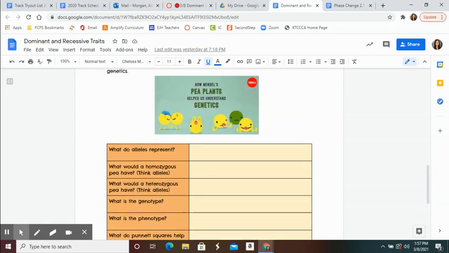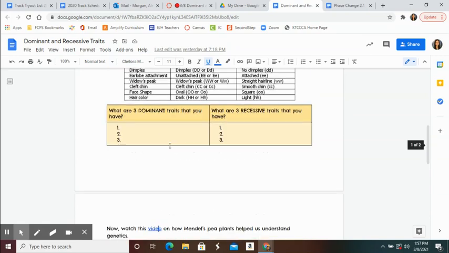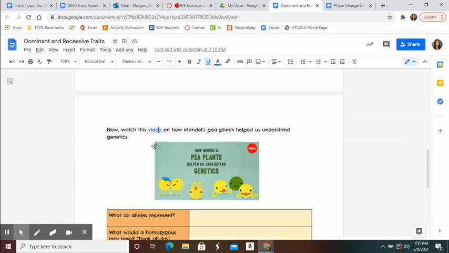So that is today's lesson, kind of short and sweet, but it's a good intro and gives us a base to dive into some Punnett squares tomorrow.